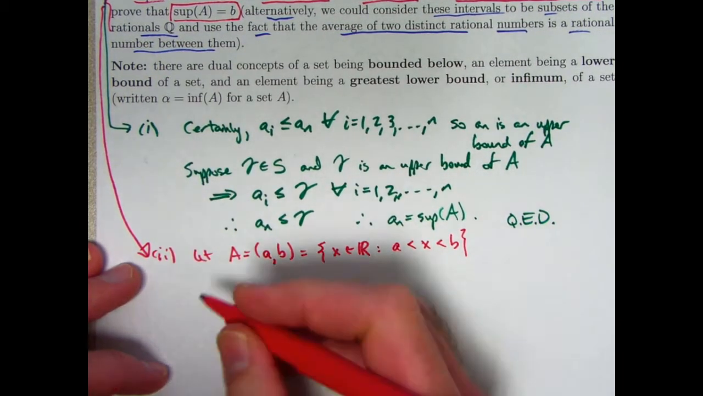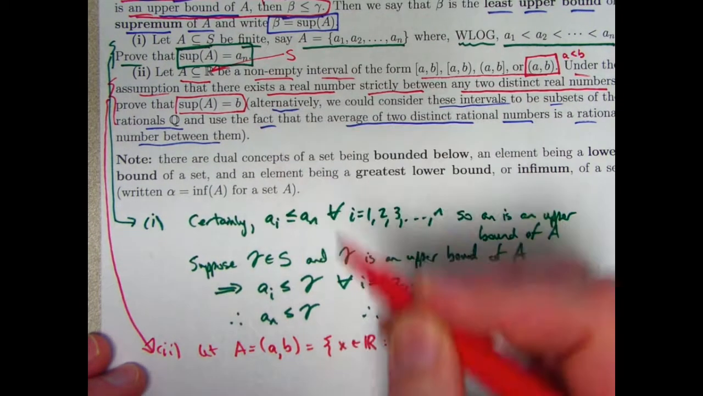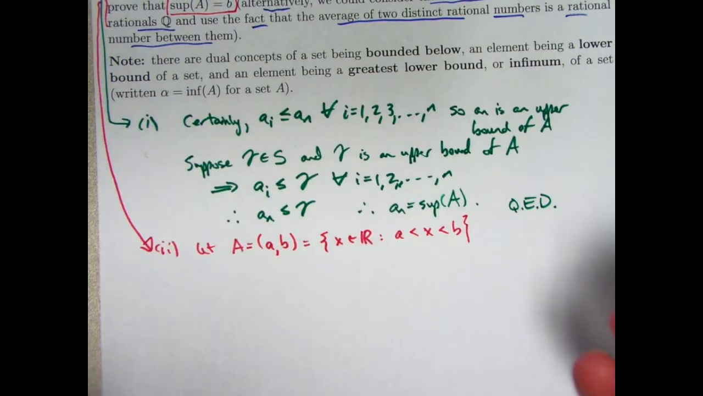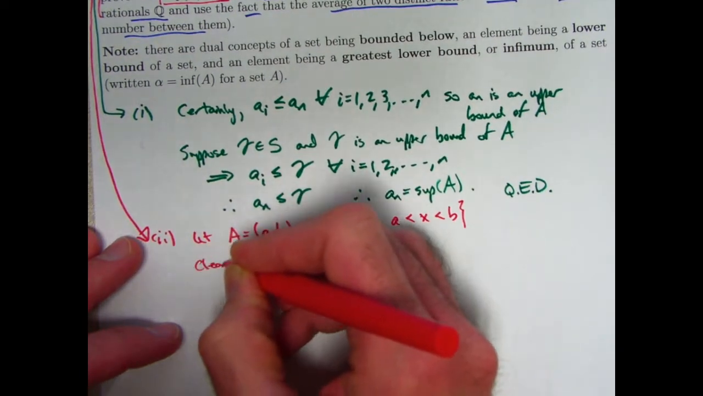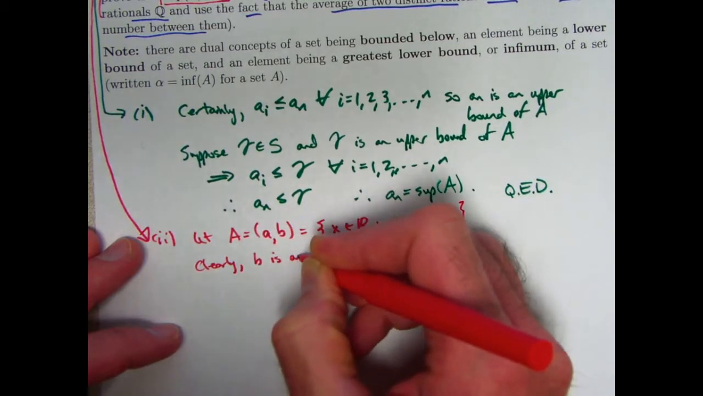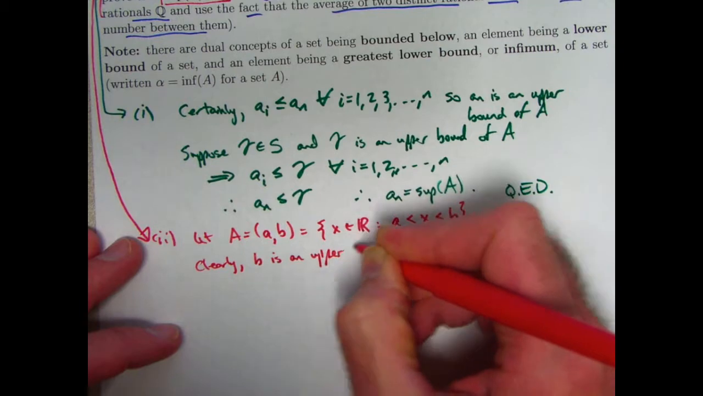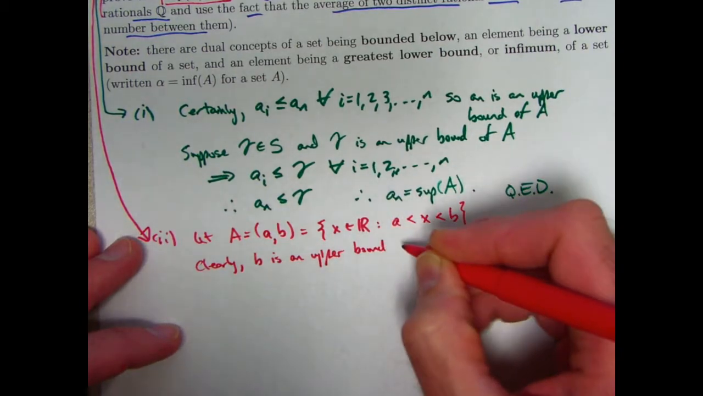All right. Once again, showing that the supremum is an upper bound of the set is trivial. I could say, clearly, B is an upper bound of A. I mean, when things are clear, you often can get away with saying clearly.